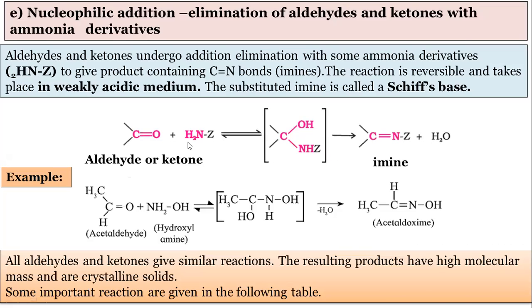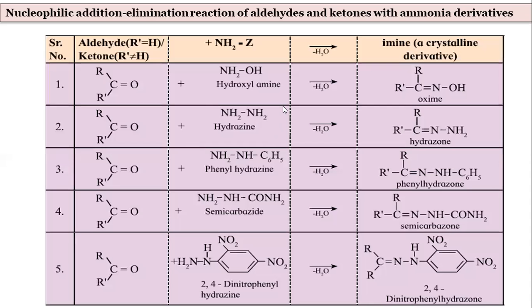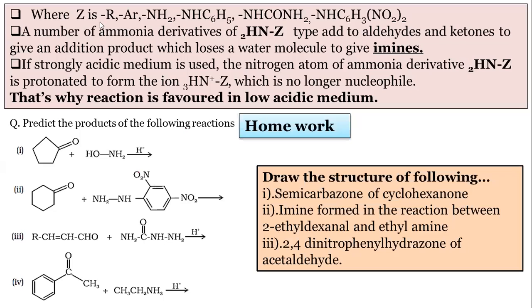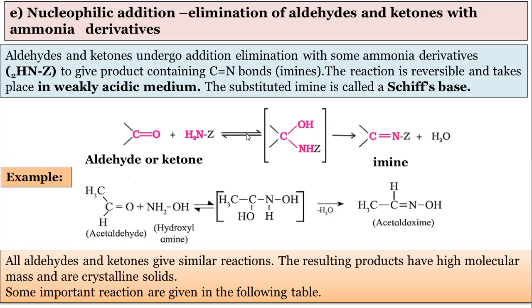And what is meant by Z? I will explain. Z may be an R group, it may be NH2, it may be NHC6H5, it may be NHCONH2, it may be NHC6H3(NO2)2. All the reactions are the same. So I will explain one reaction, and the other reactions you can solve.